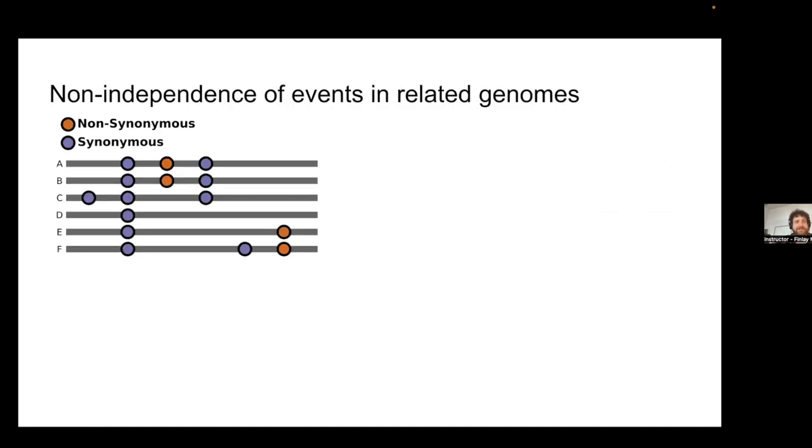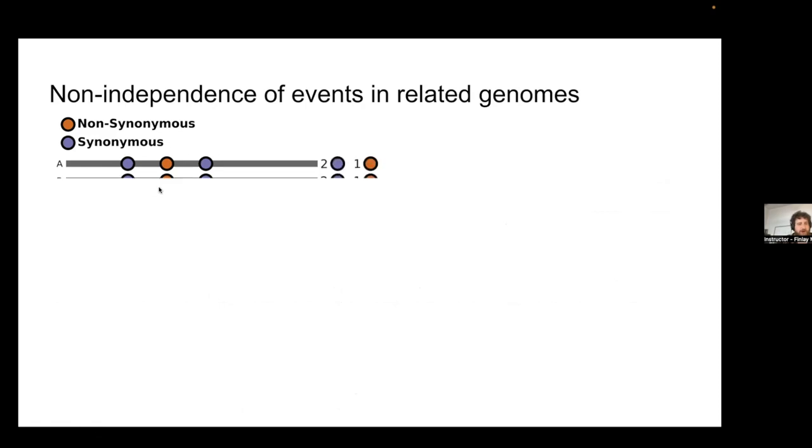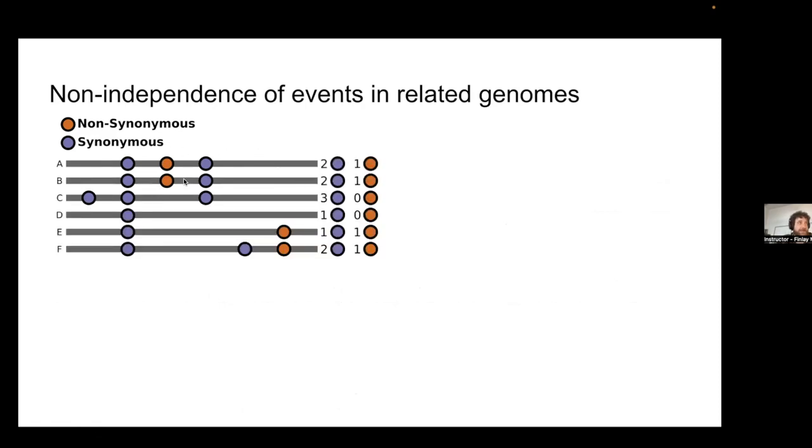What do I mean by this? So say we have, again, our fun six genomes, A, B, C, D, E, and F. We have synonymous mutations and non-synonymous mutations, synonymous in purple, non-synonymous in orange. We can just count the number of non-synonymous and synonymous mutations in each of these genomes. So there's two purple in A, one orange, one non-synonymous in A. D has only one synonymous mutation.